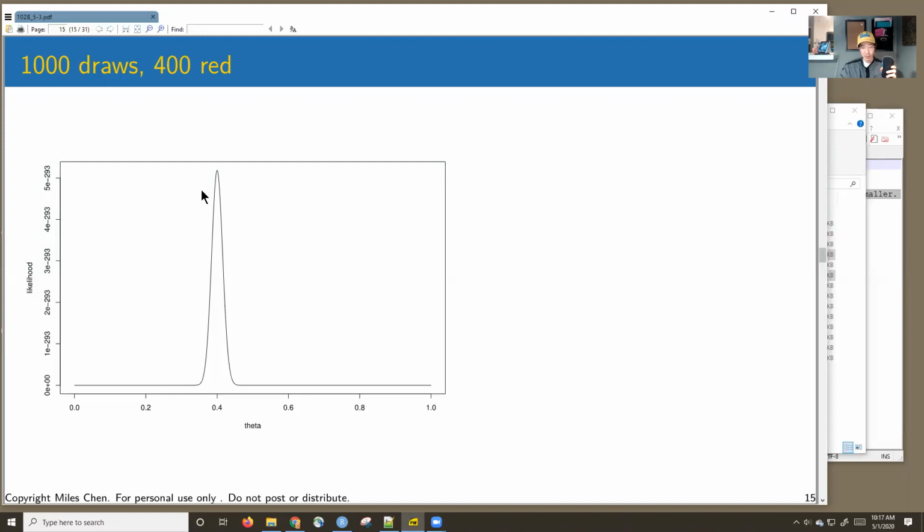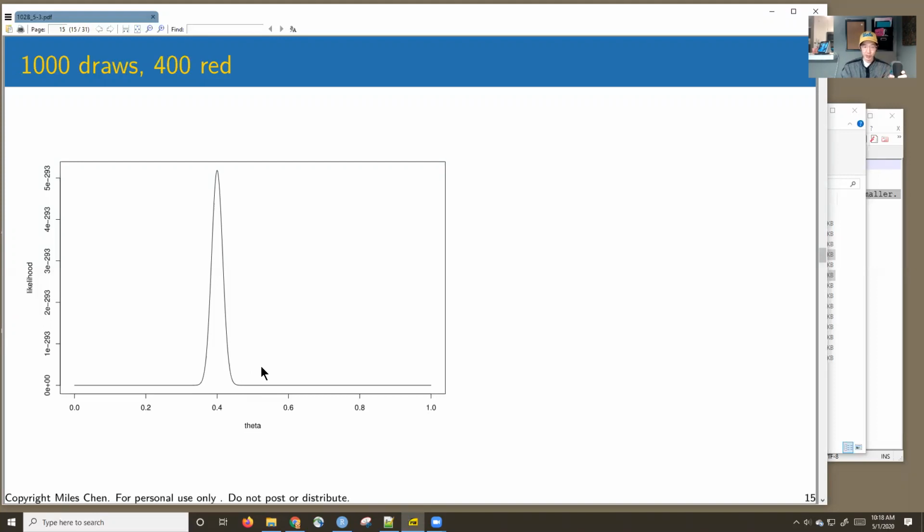And now that I have 400 observations of red and 1,000 draws total, the only values that are plausible, that we would believe for theta, would be values very close to 0.4, values like 0.38 and 0.42, but values much higher than that or much lower than that for theta become highly unlikely and unbelievable for us, right?